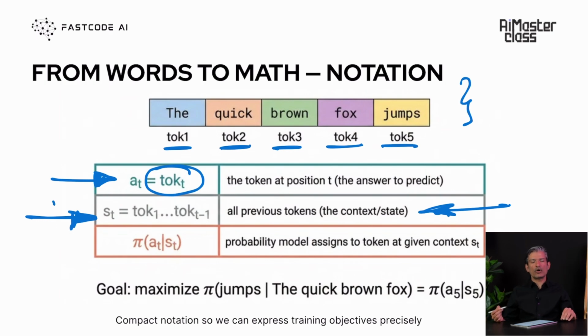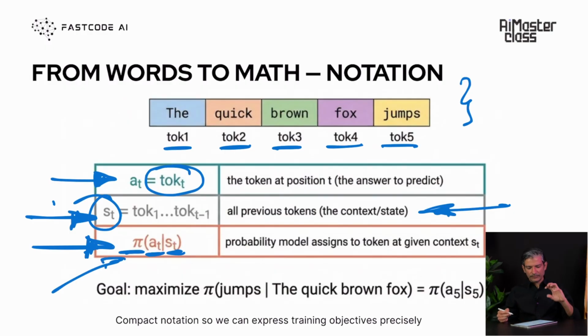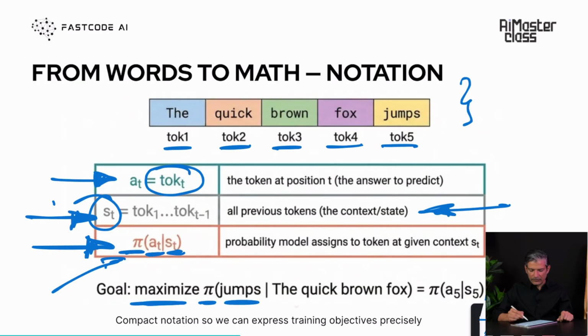In the realm of reinforcement learning, we also call it state, right? So this is the state, S_T, and then we have pi. It's essentially the probability model assigning the token at a given context S_T. So basically what we want to predict is A_T given S_T, and pi is essentially the function. In reinforcement learning, we sometimes call it policy. It's nothing but the LLM itself, but this is just notation that I want you to know. And what we want the LLM to do is maximize pi of A_t given S_t.